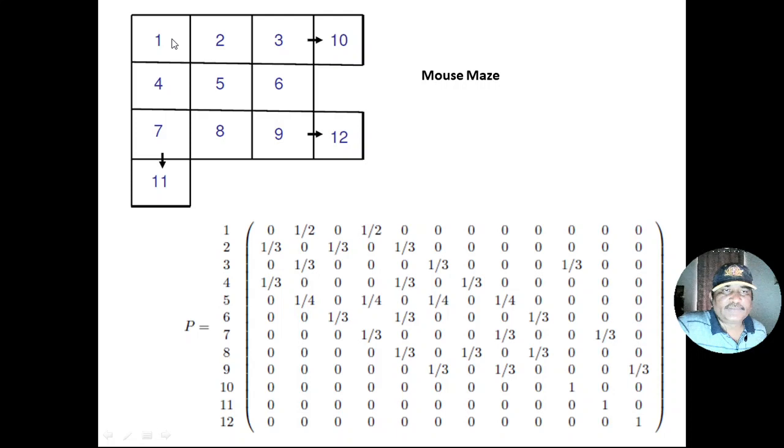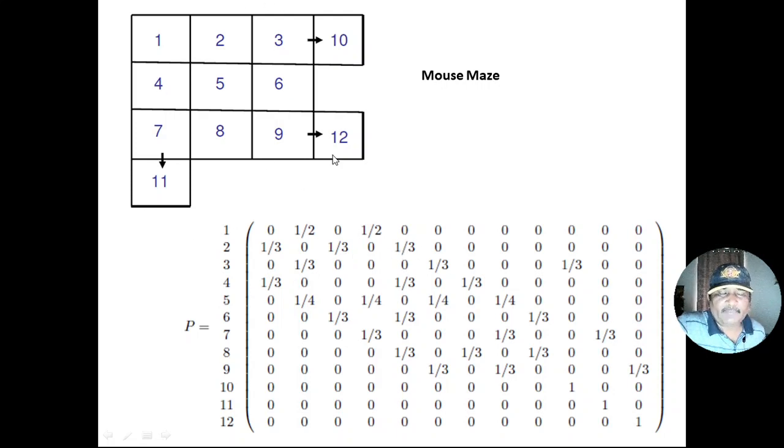If the mouse is in room number one, he can go to two or he can go to four, because there is an opening here and here. So the probability is equal for going to two and going to four: one by two and one by four here. And if he is in room two, the mouse can go to one, three, and five. So with equal probability, two to one is one by three, two to three is one by three, and two to five is one by three again.